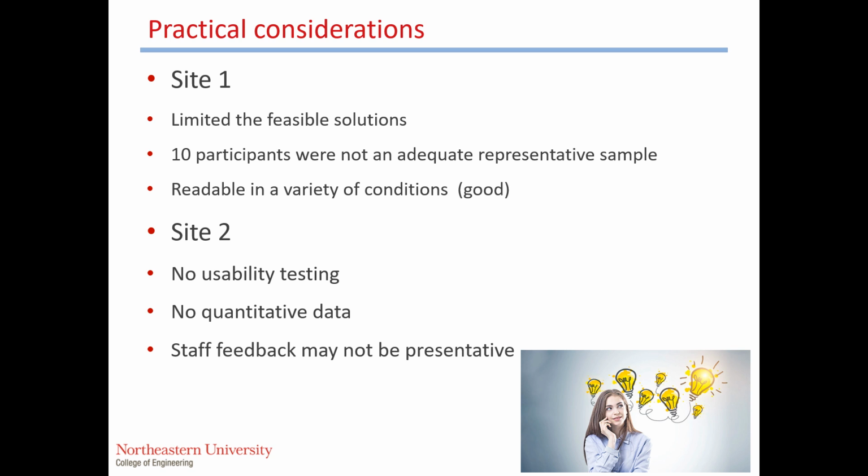We learned there are some practical considerations of using human factors approaches in both teams. In Group 1, the team was given only one type and brand of armband to optimize, which limited the feasible solutions the team was able to explore. Besides, a small number of participants, only 10 participants, were available for the simulation-based usability test, at risk that the participants were not an adequate representative sample of the frontline staff population.